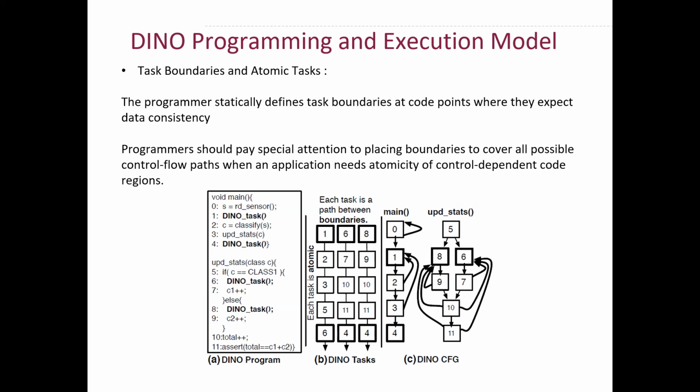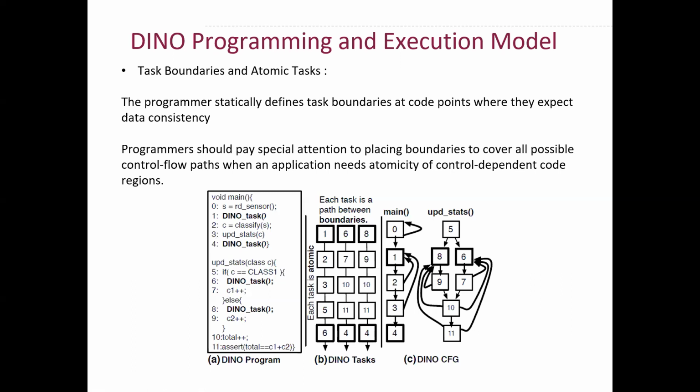Now, the B part shows how a task is dynamically defined during an execution as a path from one task boundary to the next. So each task is like a path between boundaries, and the numbering is how the tasks flow during DINO. In the figure, one task, let's say, spans from operation 6 to operation 4, including code on just one side of a branch, and then return from the UPD STATS, like the C thing. So it kind of runs from 6 to 4.